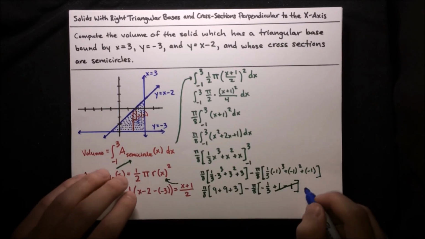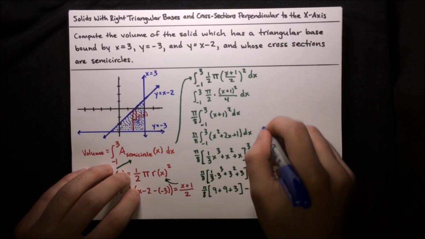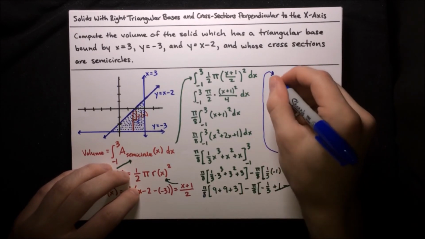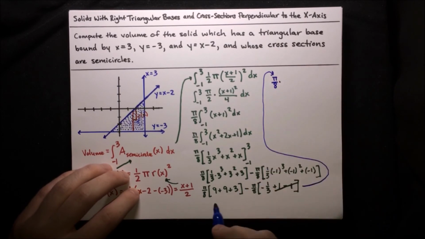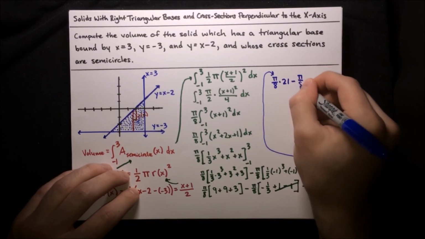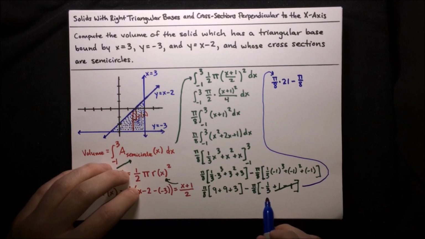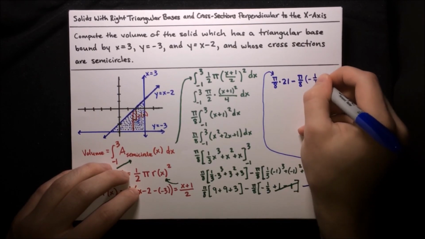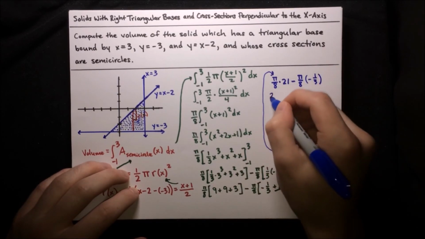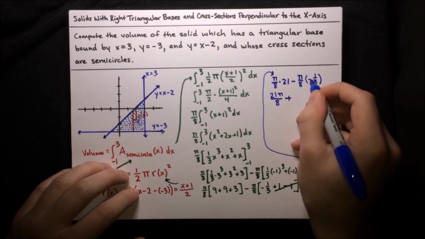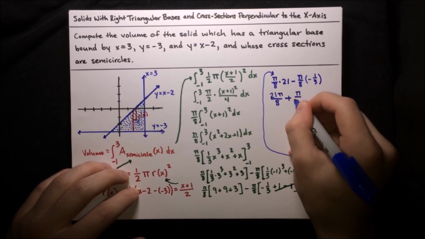We're starting to run out of room, so let's take this and move it up here. It's just a little bit more simplifying that we have to do. So this is pi over 8 times 9 plus 9 plus 3. Well, 9 plus 9 is 18, then plus 3 is 21. Okay, and then minus pi over 8 times -1/3, and then the rest went away, so just pi over 8 times -1/3. So this becomes 21 pi over 8, then plus, because negatives cancel, pi over 24.